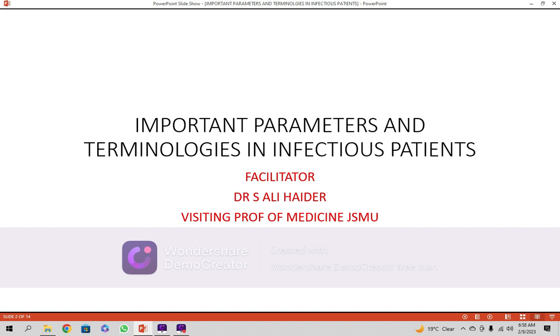And that's why the body, against these external noxious agents, in a low dose will produce the immunity against it.